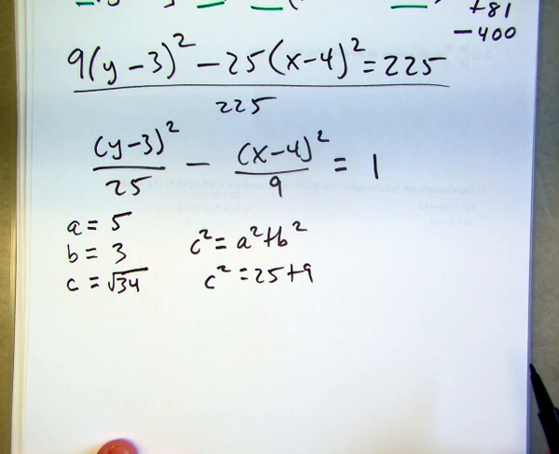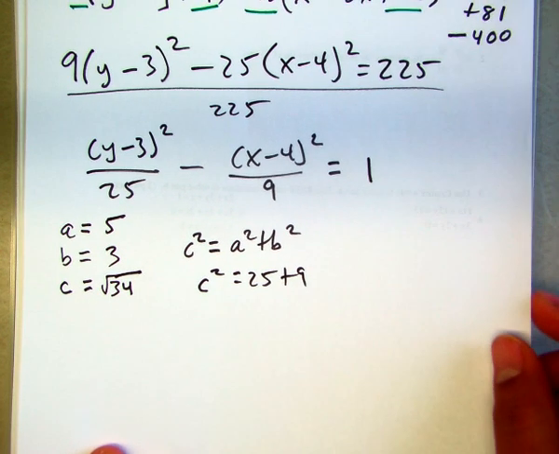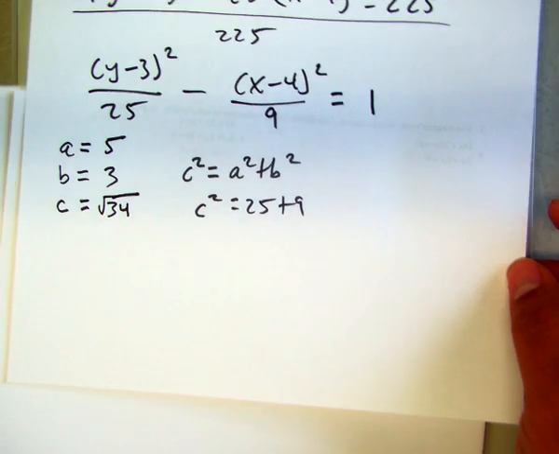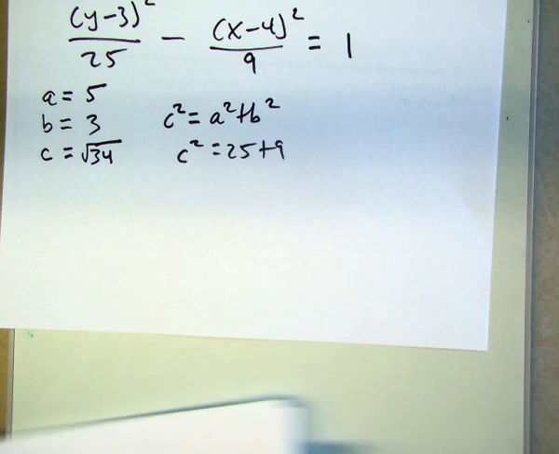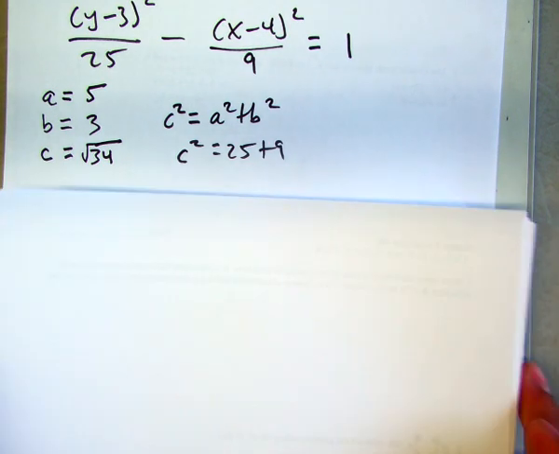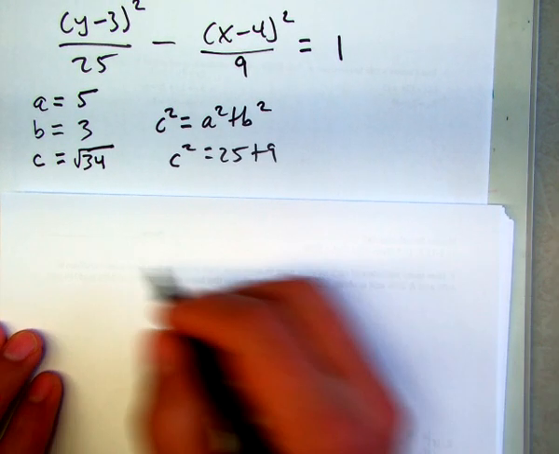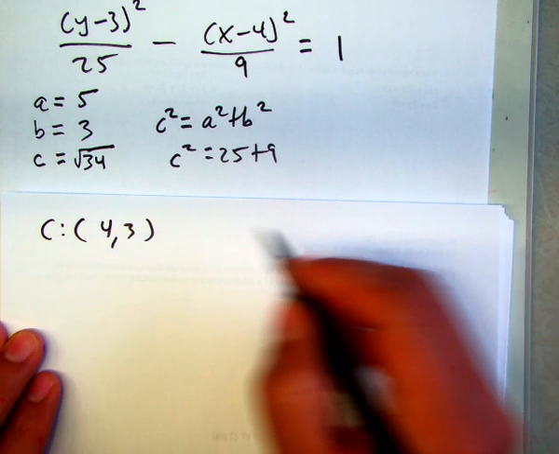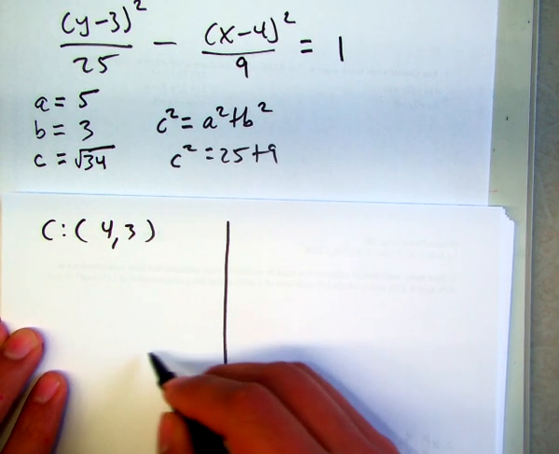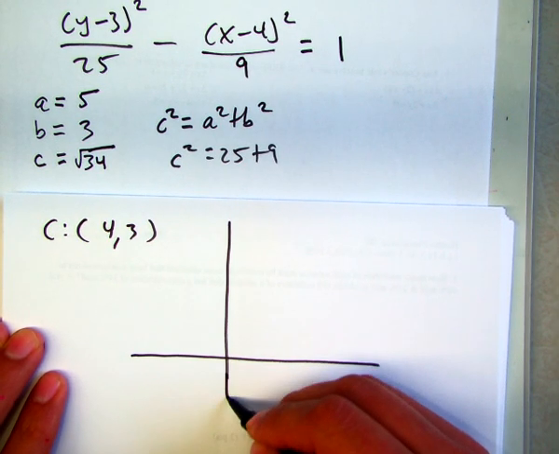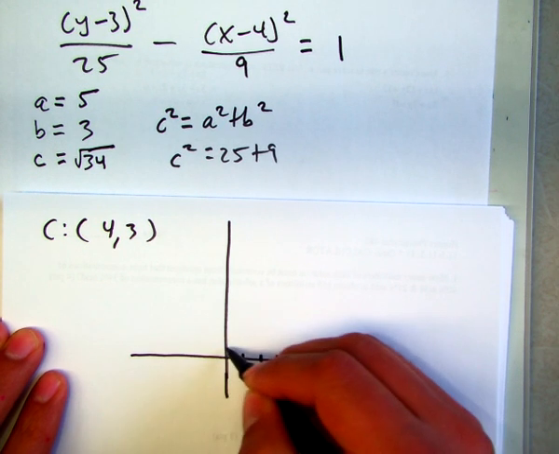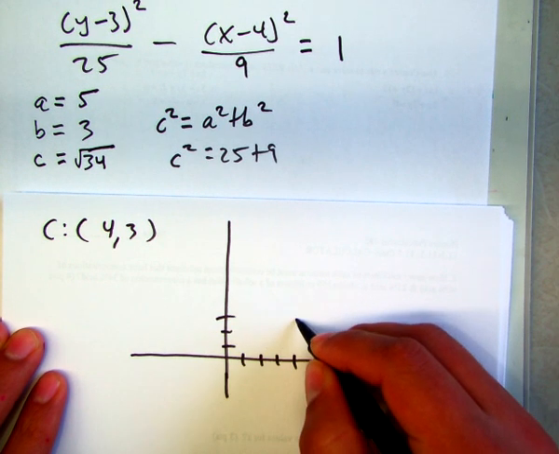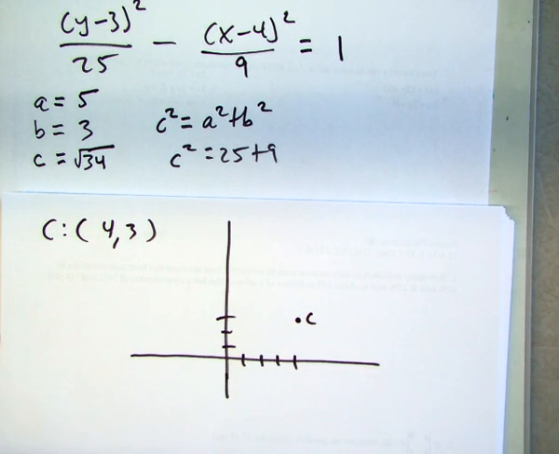Let's draw a picture, and we'll answer all these questions that we needed to answer. Where's the center? The center is at 4, 3. That's the center. So here's the center. First, draw your rectangle.